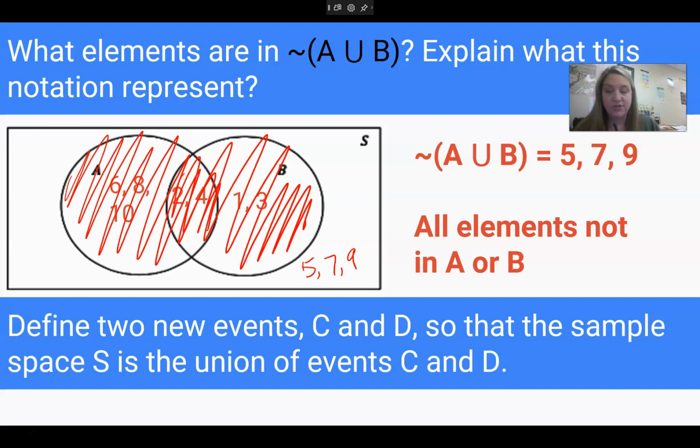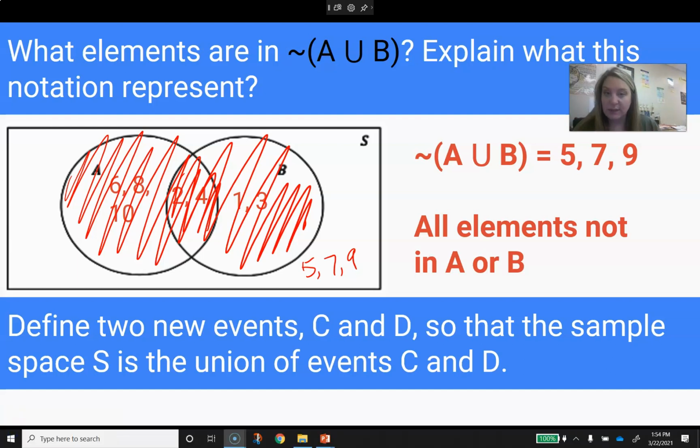All right, I want you to pause and try the next piece. This is define two new events, C and D, so that the sample space, S, is the union of events C and D. Okay, union means the circles together include all of your values. So pause and try.